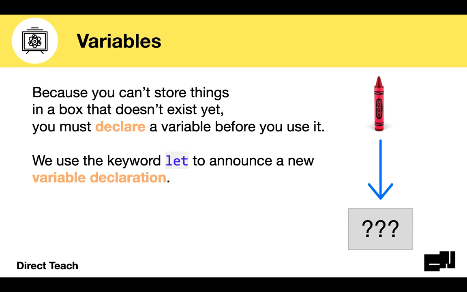So when we want to use a variable, the first thing we actually need to do is declare it because you can't store things in something that doesn't exist yet. So in JavaScript, we write let in order to declare a new variable.